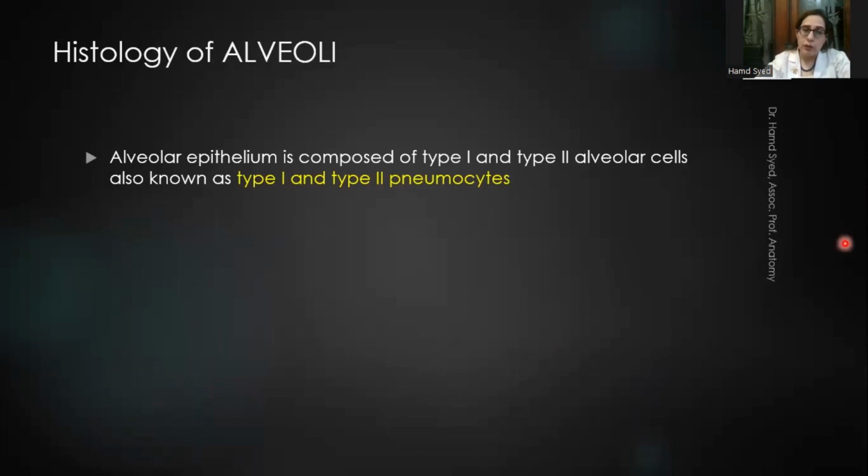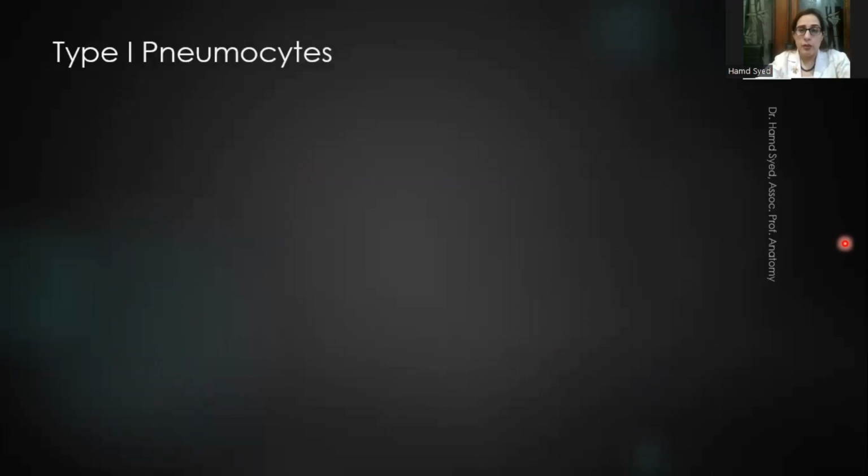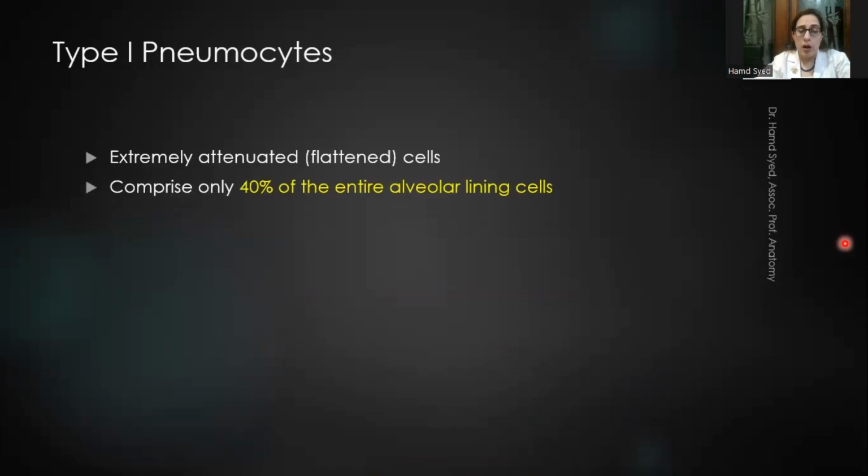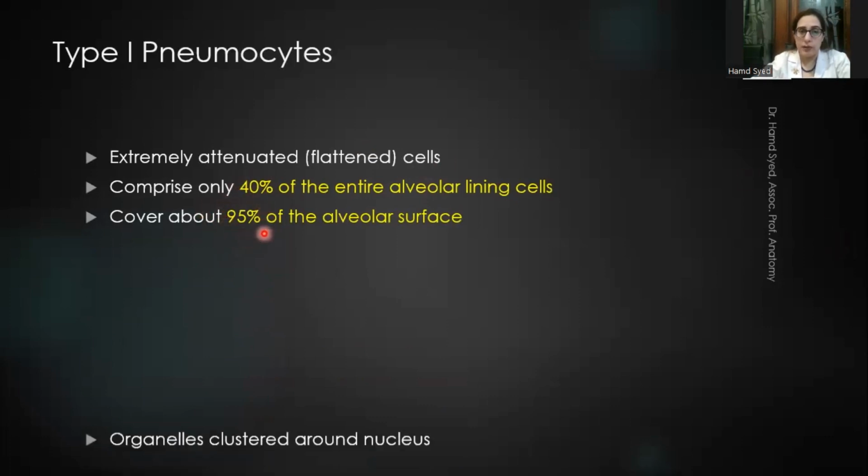Coming specifically to the alveoli, when we talk about alveolar epithelium, it is composed of two types of cells, type 1 and type 2 alveolar cells, which are also simply called the type 1 and type 2 pneumocytes. Let's enumerate the important points regarding the type 1 pneumocytes. These are extremely flattened cells, and they, remember, constitute 40% of the entire alveolar lining cells. But since they are flattened, the area that they cover is about 95% of the alveolar surface.